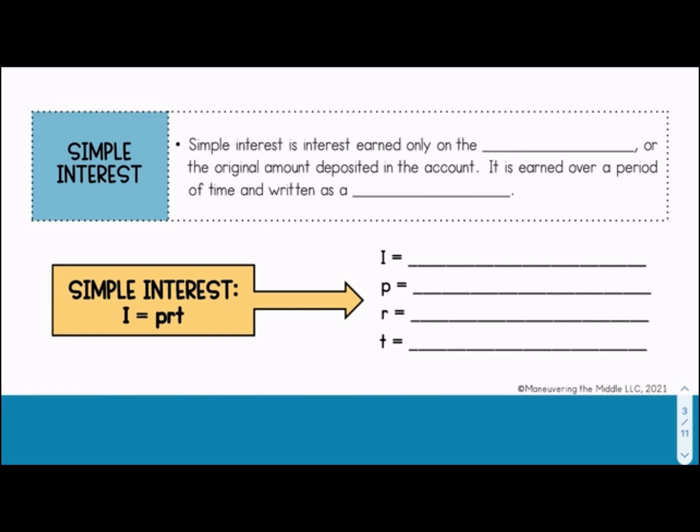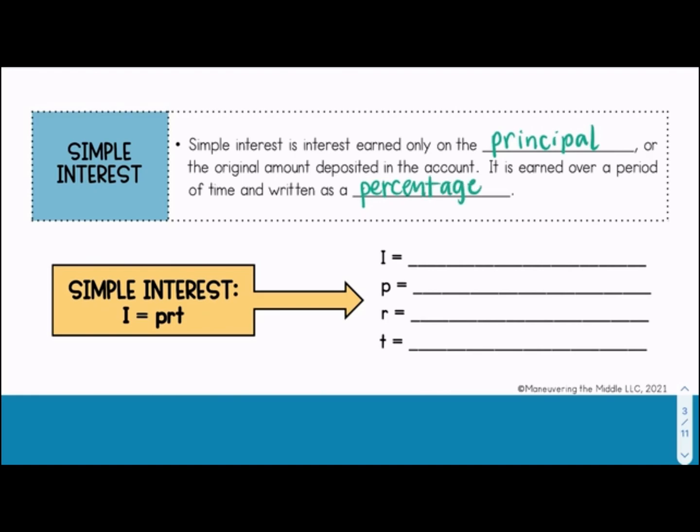There's some special terminology that we want to use when we're working with simple interest. Simple interest is earned only on the principal, or the original amount deposited into the account. So let's say you deposited $100, that would be called the principal. It is earned over a period of time, and it's often written as a percentage.